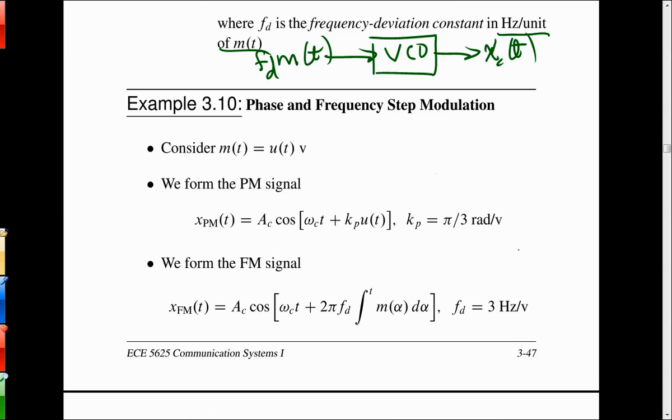So just to illustrate the differences between phase and frequency, suppose we're going to put a step signal into a modulator, or m(t) is u(t). For the case of phase modulation, I'll suppose that the phase deviation constant is pi over 3 radians per volt. And for the case of the frequency modulator, I'll assume that f_d is 3 hertz per volt.